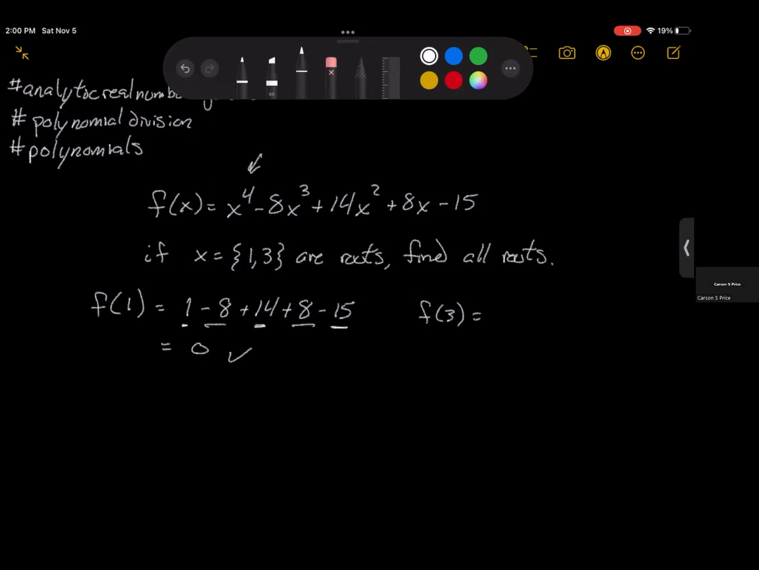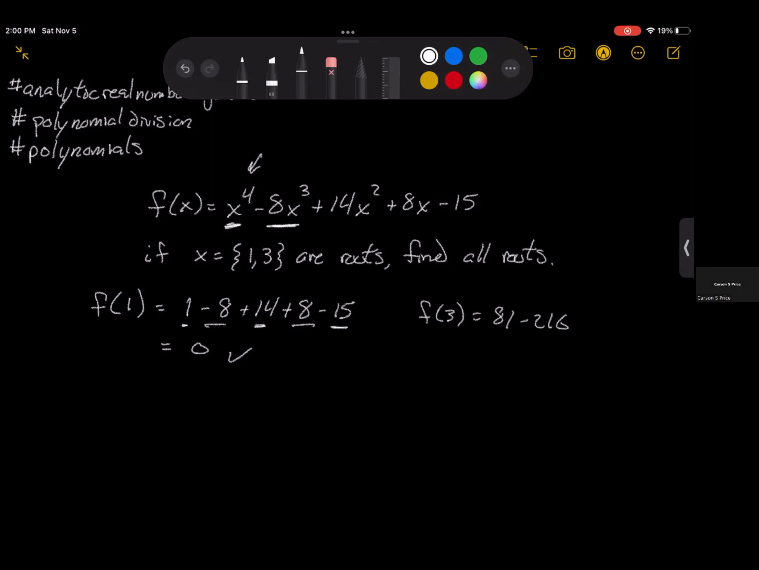3 times 3 is 9, times another 3 is 27. And then if I take 27 times another 3, I get 81. So I have 81 right there, minus 8 times 3 cubed. So this will be equal to 8 times 27. That gives me a 216 for that spot. And then plus 14x squared. So x is equal to 3.